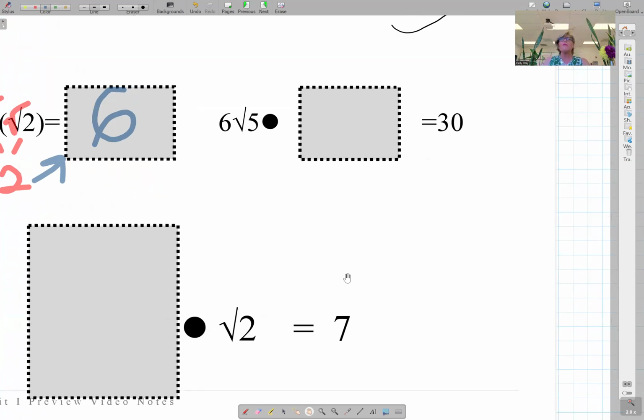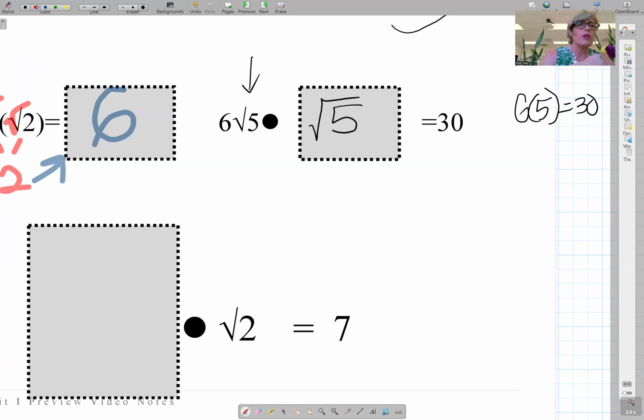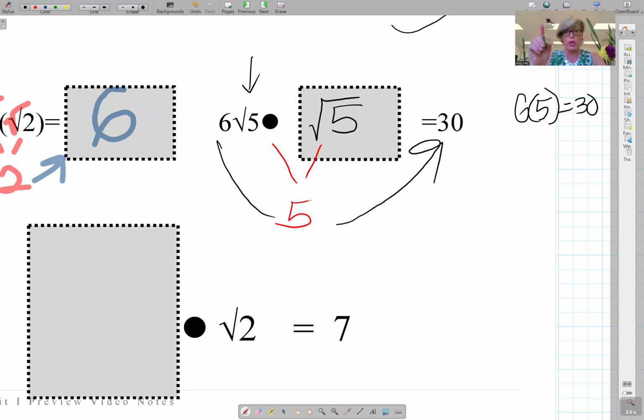6 root 5 times something is 30? I mean, you know in your head, this is kind of what you're thinking. I know 6 times 5 is 30, but the problem is I have a radical there. So how do I get rid of that radical? Well, I know root 5 times another root 5 is just a 5. So I need another root 5 here. Watch. Root 5 times root 5 just gives me 5. 6 times 5 is 30. Therefore, 6 root 5 times root 5 is 30. How simple is that?